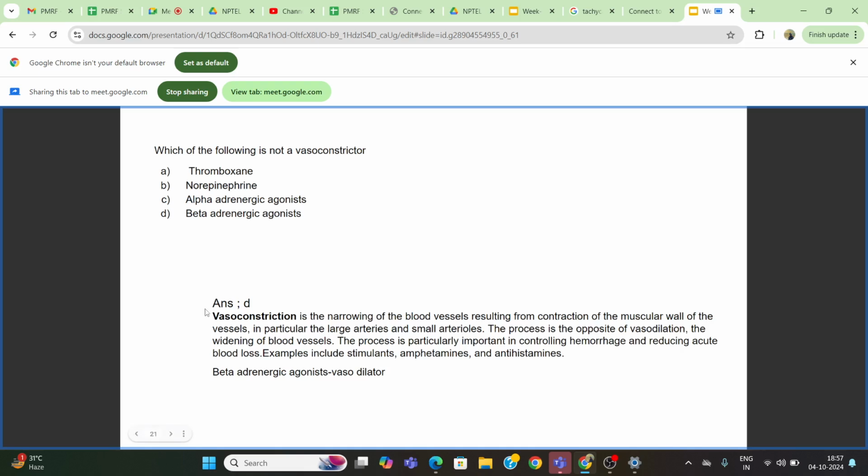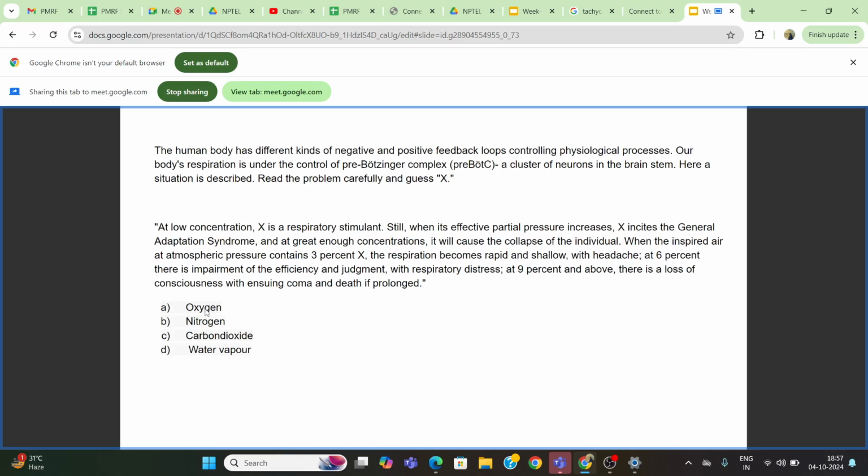Humans have different kinds of physiological processes that are controlled by the body. You have tried this in the first week. Your body's respiration is under the control of the respiratory complex, a cluster of neurons in the brainstem. Here, a situation is described. Read the problem carefully and guess X.